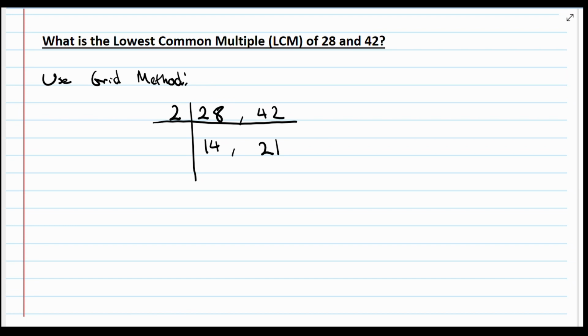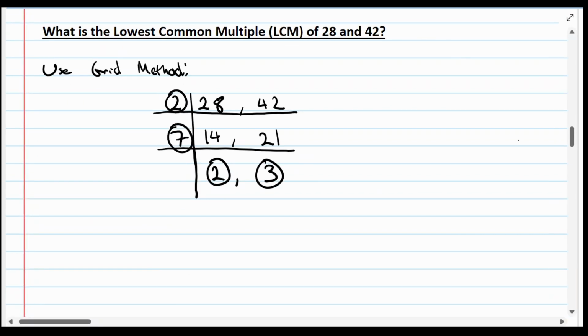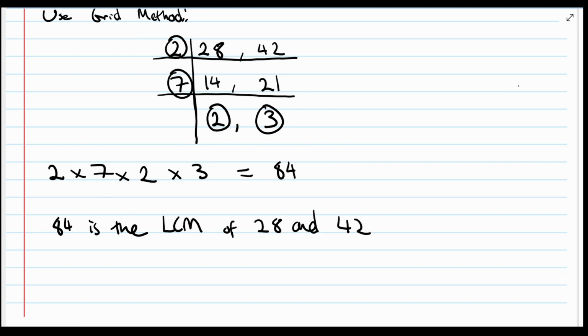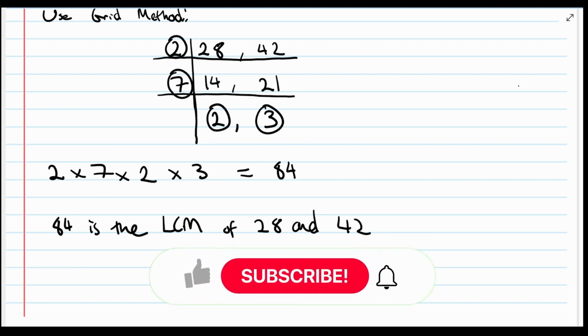Another prime number that I can spot here is 7. 7 seems to be a common factor between 14 and 21. That gives 2 and 3. Now these are all prime numbers: 2 is a prime number, 7 is a prime number, and so on. So those are all the prime numbers now. Now we do 2 times 7 times 2 times 3, which equals 84. Therefore, 84 is the LCM of 28 and 42. And that is our answer.